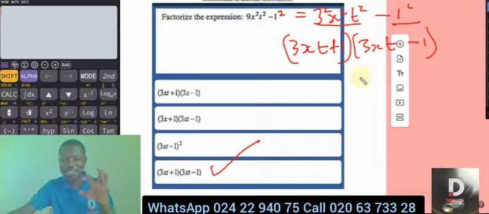So you have to identify whether it is a quadratic expression, a difference of two squares, or a common expression. When you factorize, the answer will come out.